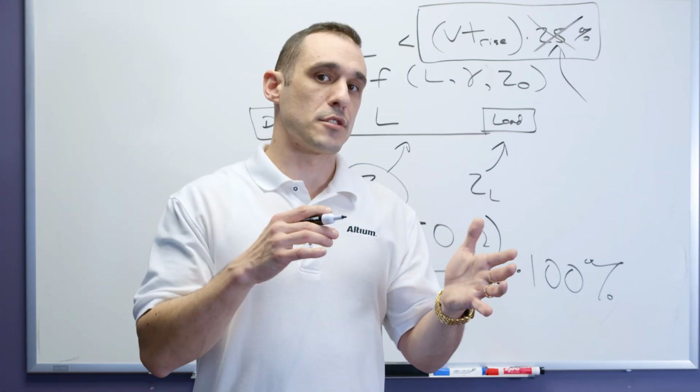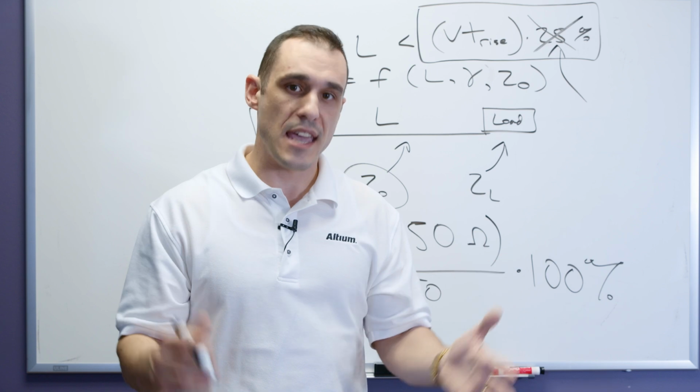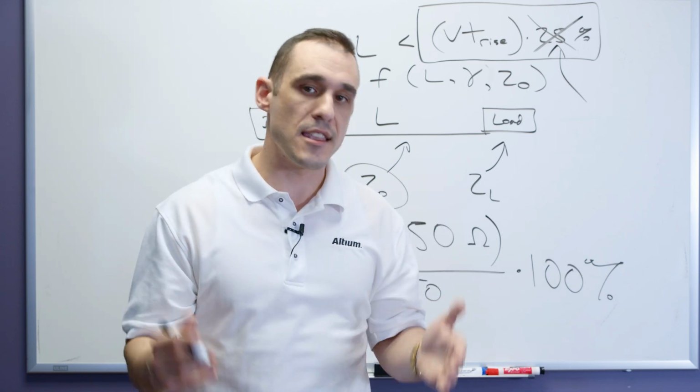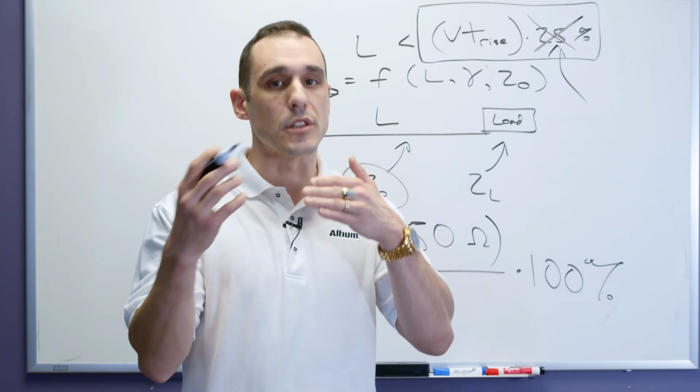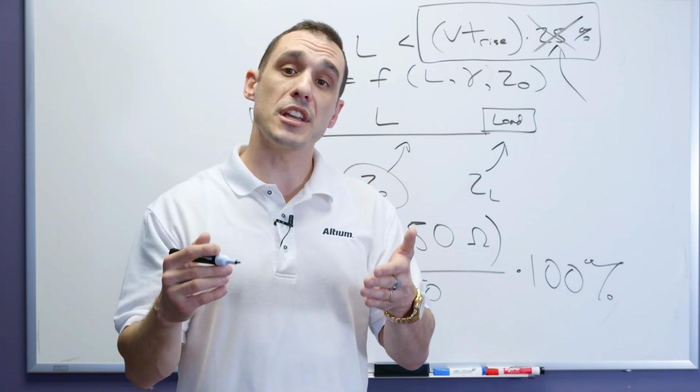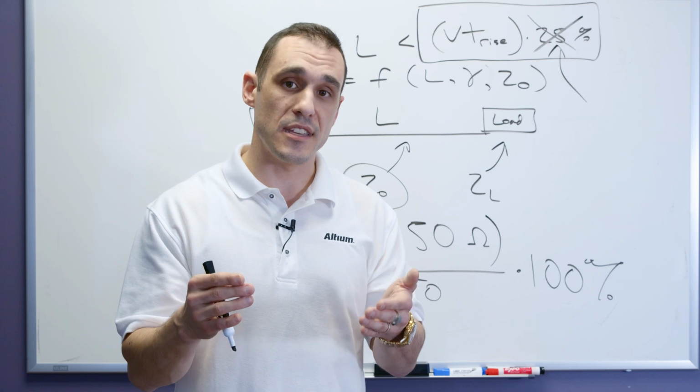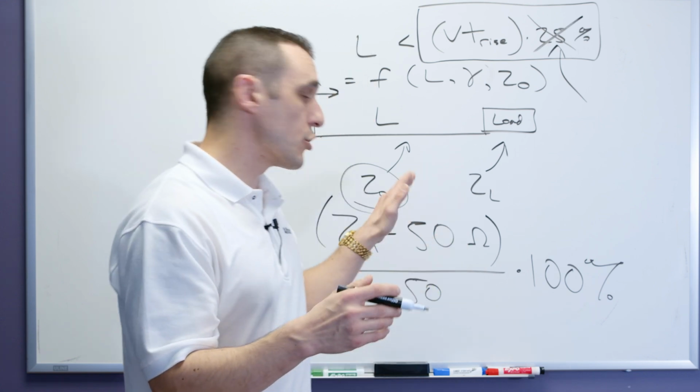Some of those calculators are less than accurate because they ignore things like skin effect, the DC resistance, and the loss tangent, so they're only giving you the lossless impedance. But they're pretty good for getting an estimate of the impedance that you would see in your board.